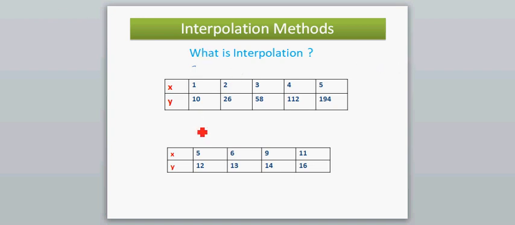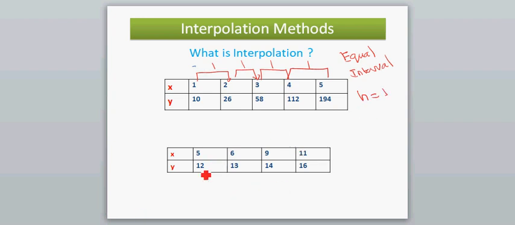Observe, what is the difference between two consecutive x values in this case? This is 1, and 2 to 3 difference is 1, 3 to 4 difference is 1, 4 to 5 difference is 1. When the x values have the same or common difference, such problems we call an equal interval interpolation problem. Equal interval with the same step size h. Here in this case h value is 1.